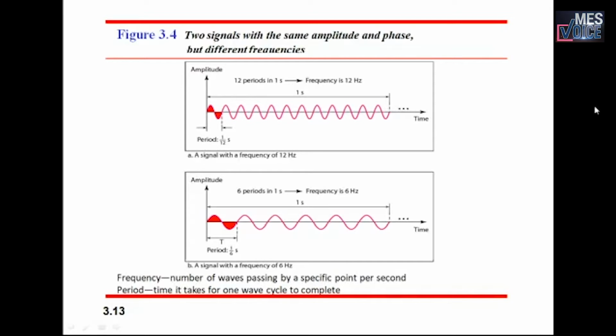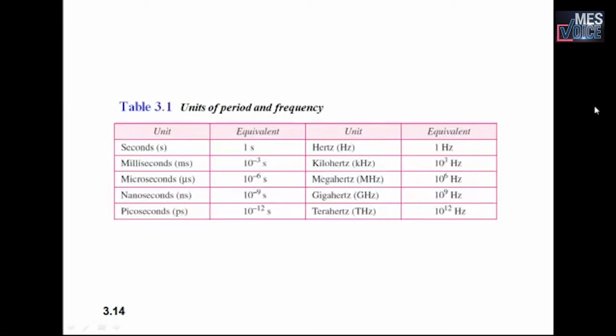Now, two signals with the same amplitude and phase can have different frequencies. Figure A shows a sine wave with a frequency of 12 Hz. So, automatically, the period is 1 by 12 seconds. On the other hand, figure B shows a sine wave of frequency 6 Hz and period as 1 by 6 seconds. Simply, we can say that frequency is the number of waves passing by a specific point per second. Period is the time it takes for one wave cycle to complete. The table shows the units of period and frequency.